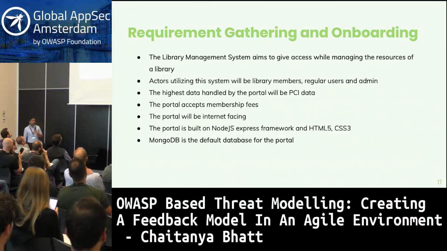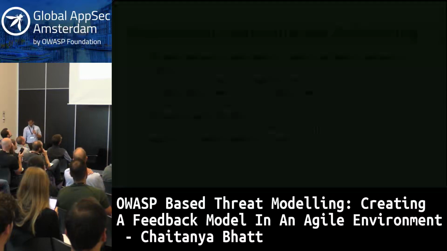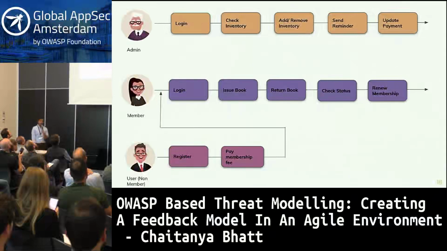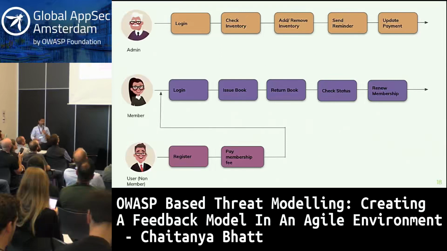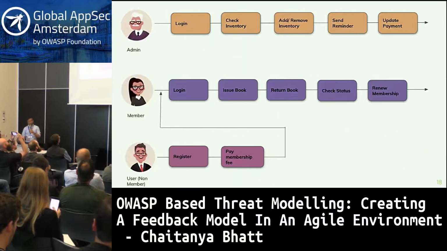Step 2, identify and decompose the flow. So we started identifying what are the flows. We came up with these 3 users where a user who is a non-member might come in, register, pay membership fee, and become a regular user. Once he is a regular user, he can log in, issue book, return book, and renew membership. Similarly, on the admin side, you can manage resources, update payments for late fine, and send reminders. So with that, we have identified the flows.